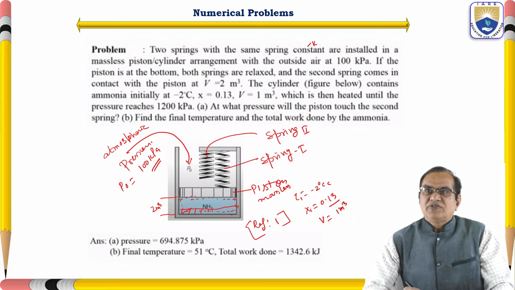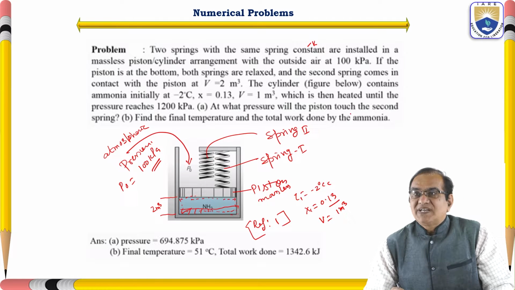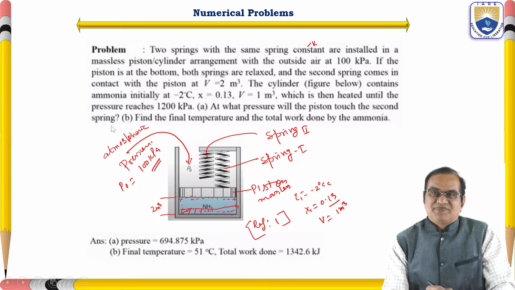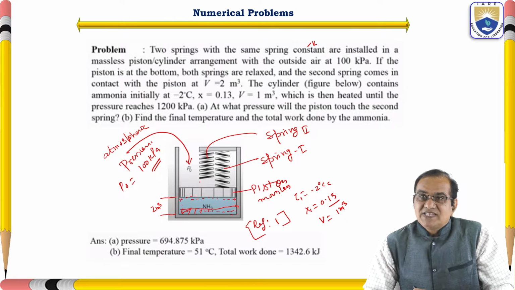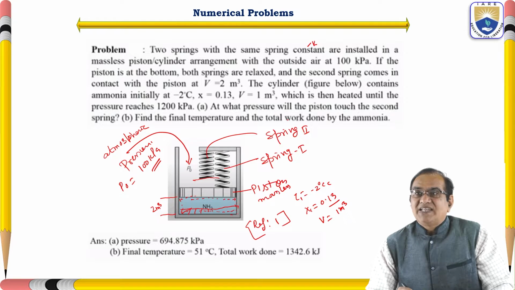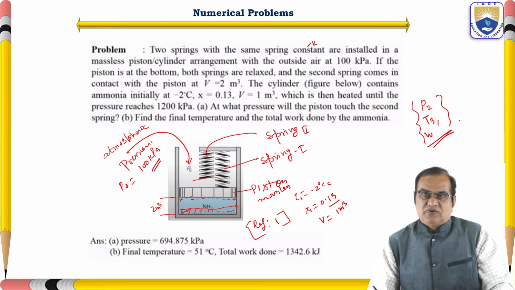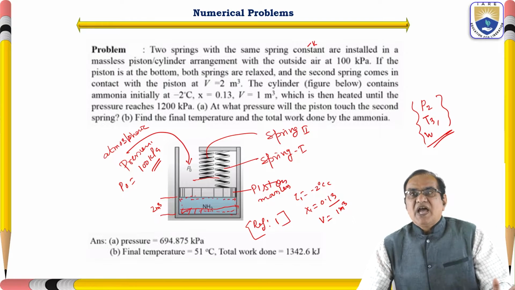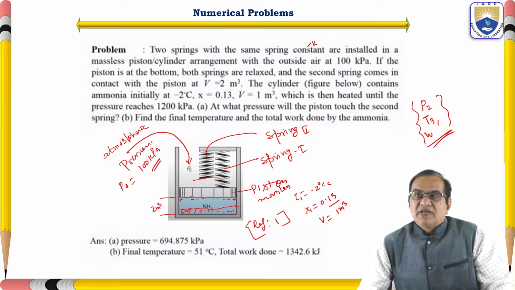So what we have to find out is, at what pressure will the piston touch the second spring? At what pressure will it touch the second spring or not, that we have to find out. Find the final temperature and the total work done by the ammonia. So we have to find out the P2, the final temperature T3, and the work done. So this is the problem, and we have to solve it in a given sequence.